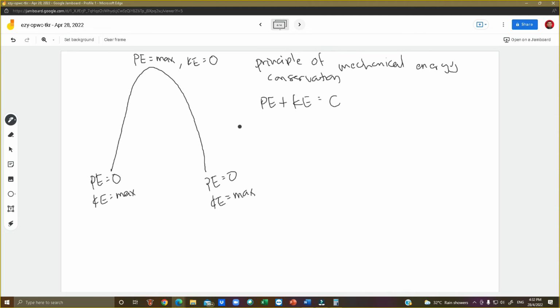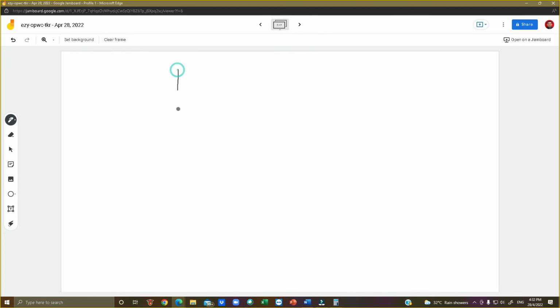Yang ni apa dia buat ni? Vertical jump. Okay. We have a person performing a vertical jump. The mass of this person is 50 kg, and at the instant of jumping, the velocity is 2 meters per second.